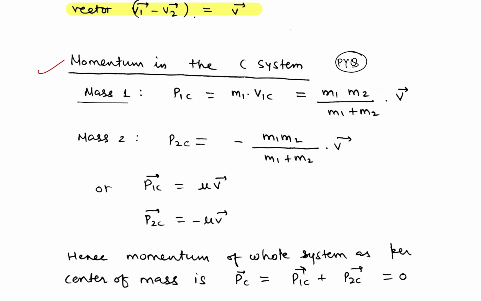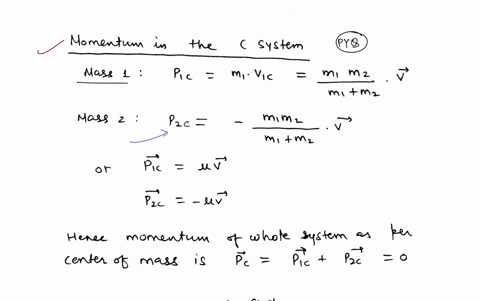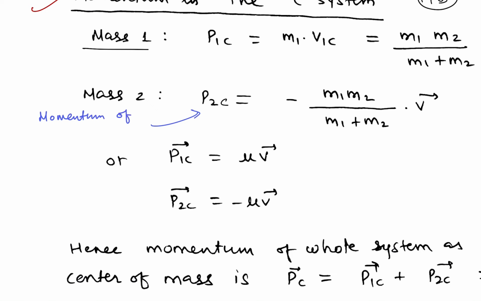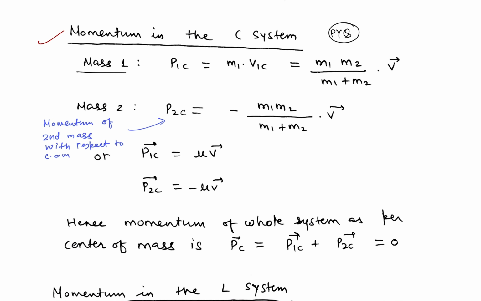The similar thing when you do for P2C, that is the momentum of the second particle in center of mass system. How do we read it? If you don't know, let me tell you, this is the momentum of the second mass with respect to the center of mass. So when you do that, you find this. There is a striking similarity in these two. They are the same but opposite in direction.